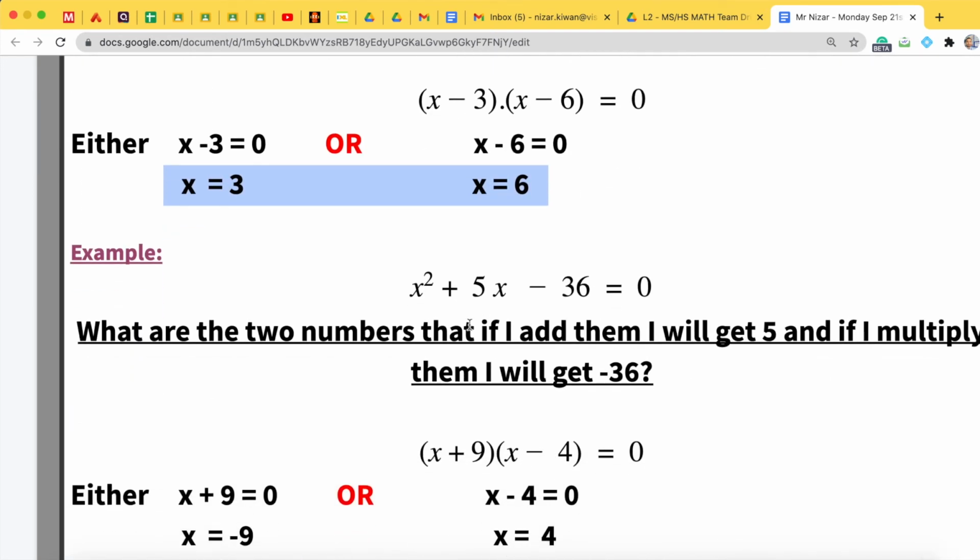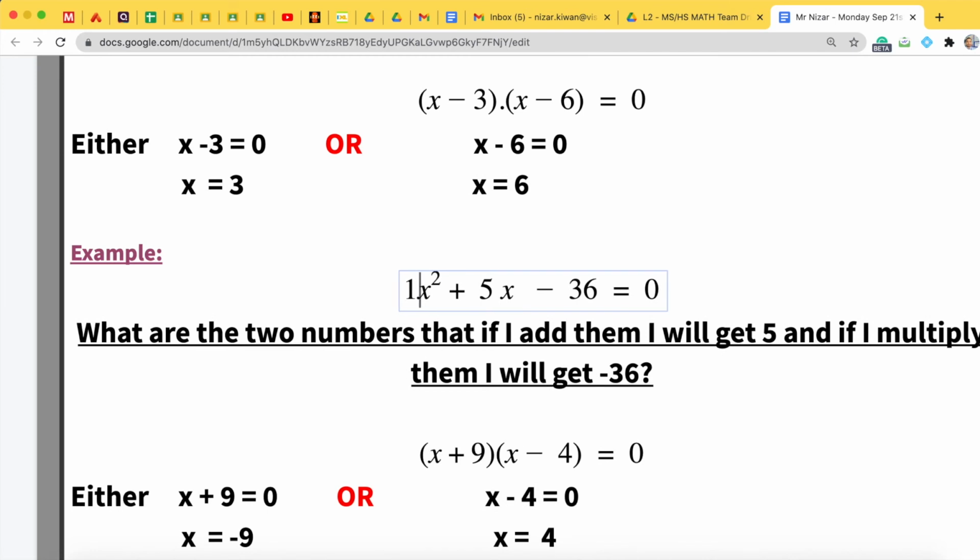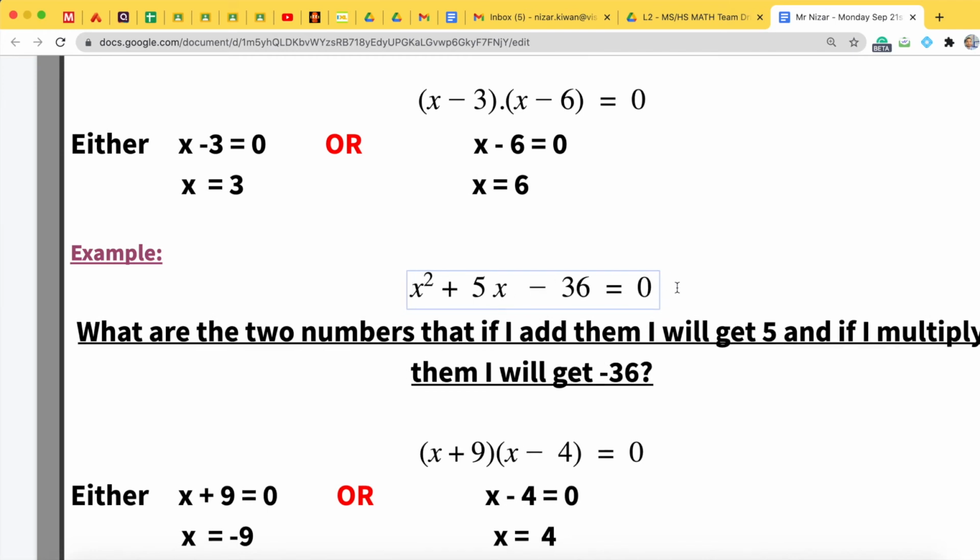Solve the quadratic equation x power 2 plus 5x minus 36 equals 0. Since a is 1, that means this belongs to case number 1. I will use sum and product. What are the two numbers that if I add them I will get 5, and if I multiply them I will get negative 36? What about 18 and 2?